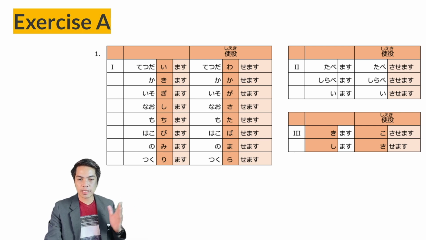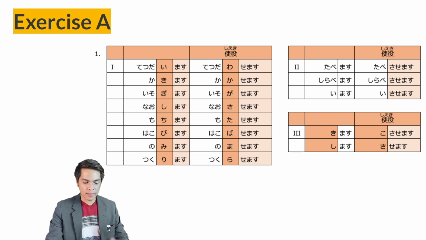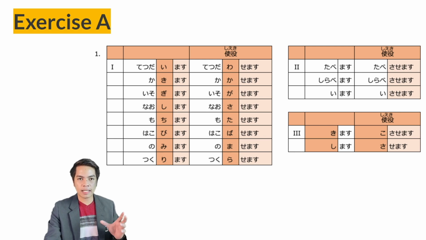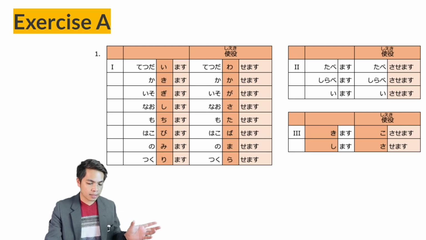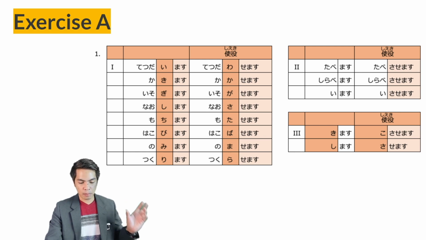Just like the nai form of verbs, kaka nai. Kaka plus semas, kaka semas. Next line, isogimas, isogasemas. Next verb, naoshimas, naoshi, naosa, naosa semas. Mochimas, from mochi, mota, mota semas. Hakobimas, hakoba semas. Nomimas, nomi, noma semas. Tsukurimas, tsukura semas. For the group 2 verbs, just remove mas and add sasemas. For the verb tabemas, tabe sasemas. Shirabemas, shirabe sasemas. Imas, isasemas. For the group 3 verbs, the verb kimas will become kosasemas and the verb shimas will become sasemas.